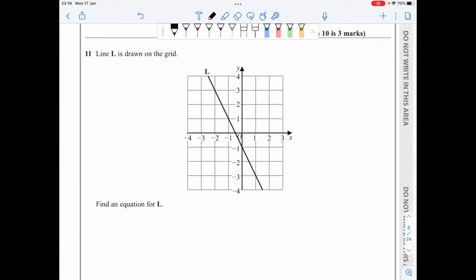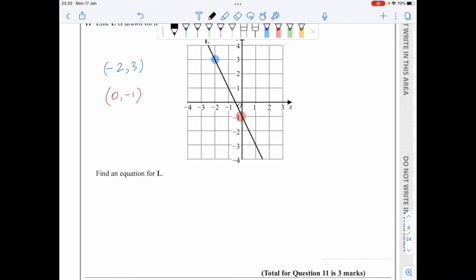For question 11, to find the equation for L, I'll take 2 points on the line. For example, (−2, 3) and (0, −1). Any 2 points will do, but I've chosen those two.